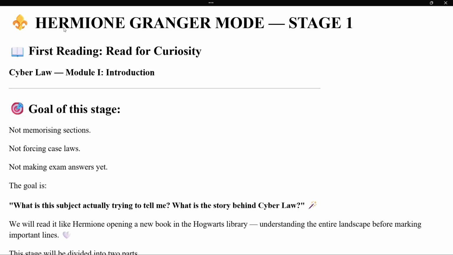Hermione Granger mode. Stage 1: Open book, first reading. Read for curiosity. Cyber Law, Module I. Introduction. The goal of this stage.